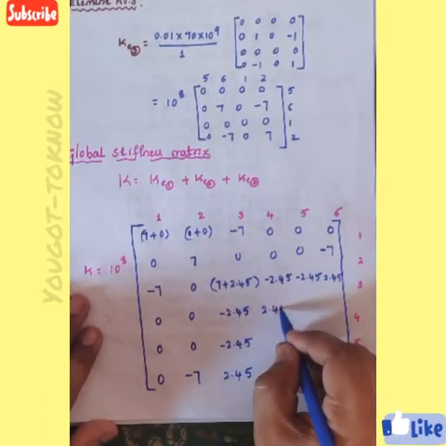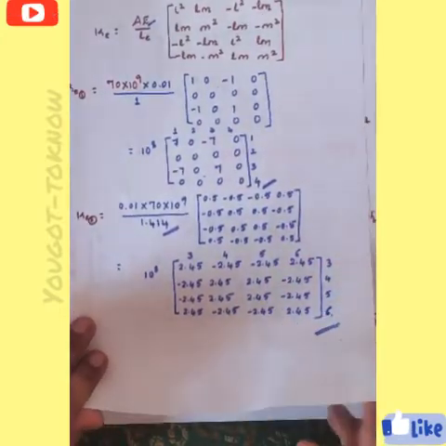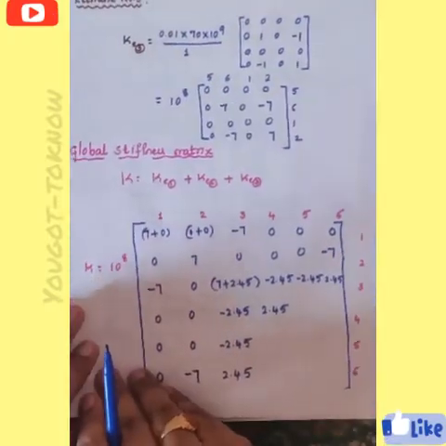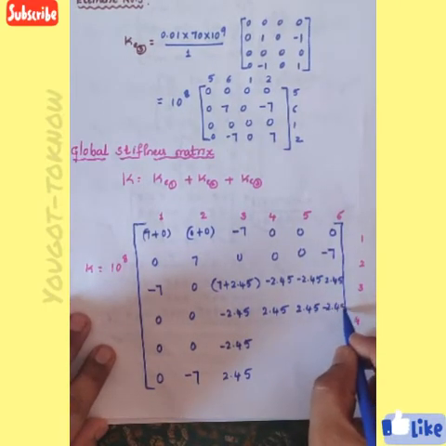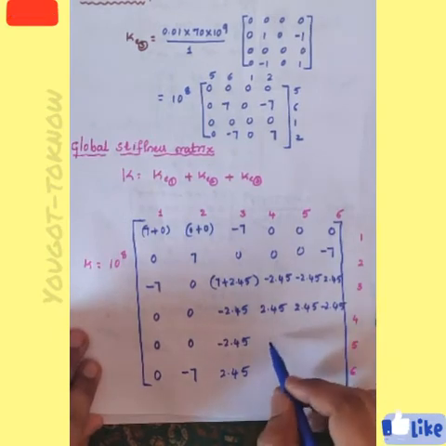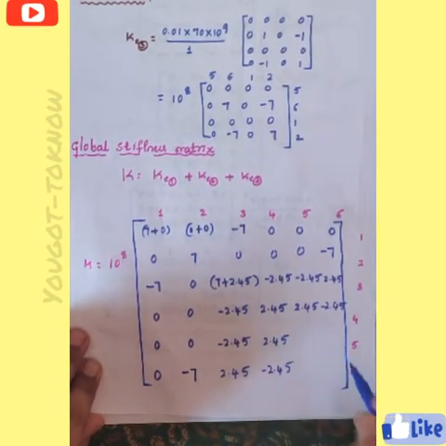Next 5 4. Is any 5 4 value there in this one? I think here it is not there. 5 4 is there. What is 5 4? It is 2.45. Minus 2.45, that is 6 4. If you check it, minus 2.45. Then once again repeat these two: 2.45, minus 2.45.